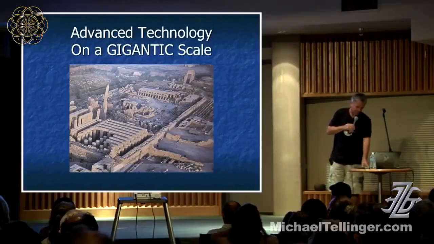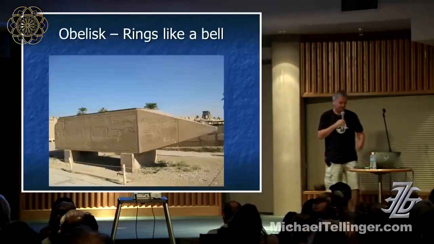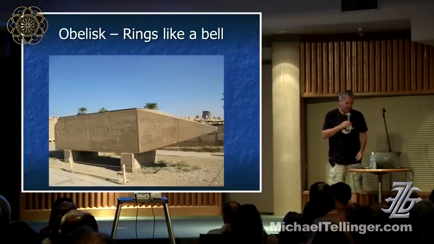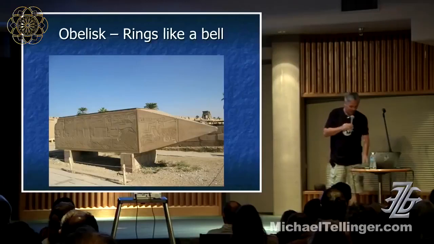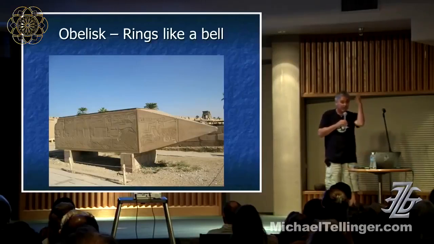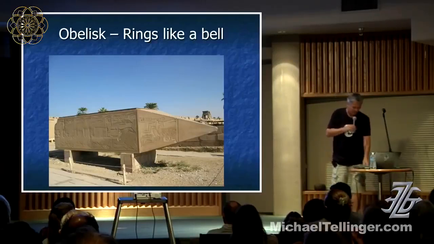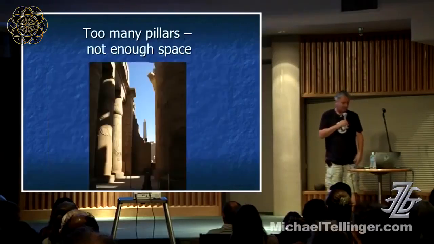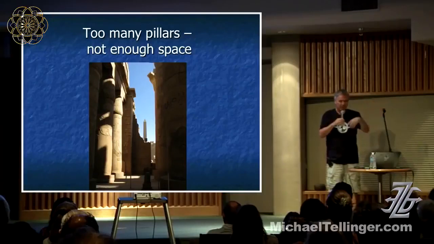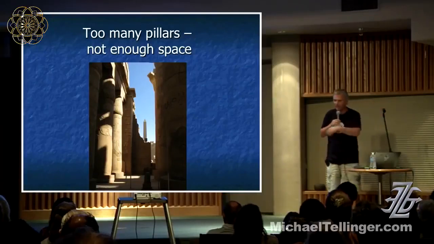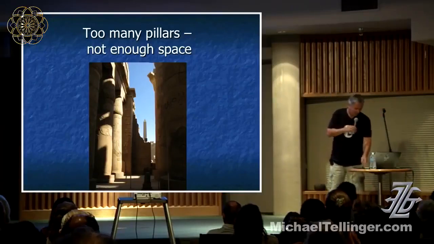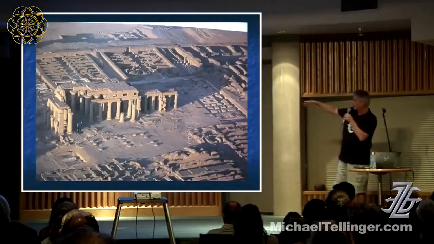And I just realized that all this ancient stuff that we're dealing with, just like I said, these ancient machines are just advanced technology on a gigantic scale. These obelisks in Egypt, they ring like bells. If you listen to them, they ring like bells, just like those stones in my museum. And when you go into these temples in Egypt, we're told that they were built for offering and praying. It's all nonsense. It's just too many pillars, not enough space. When you look at them from this angle, you realize that this is something very different.